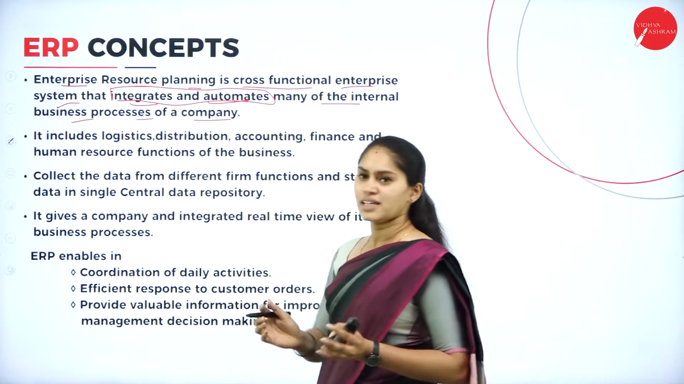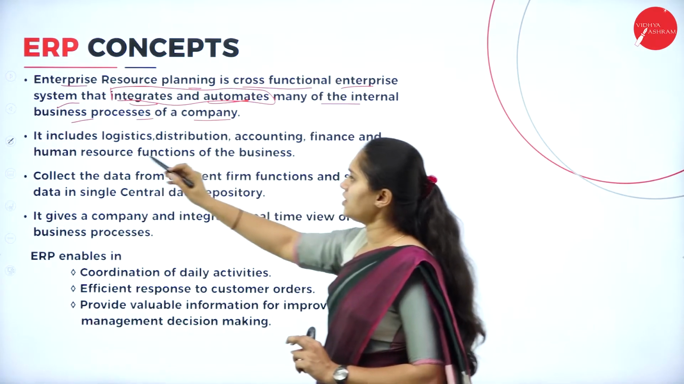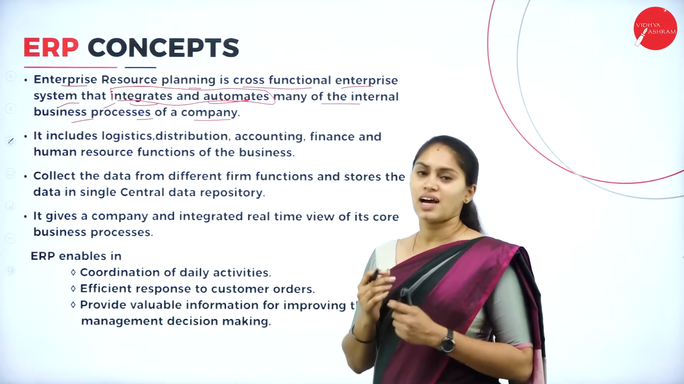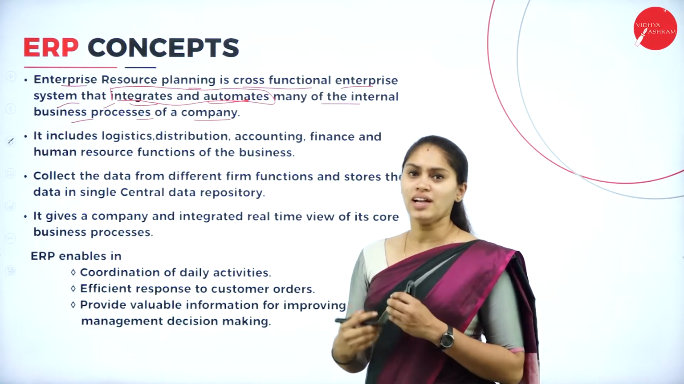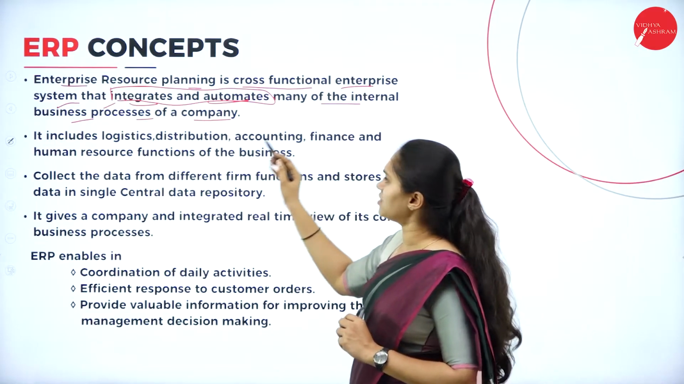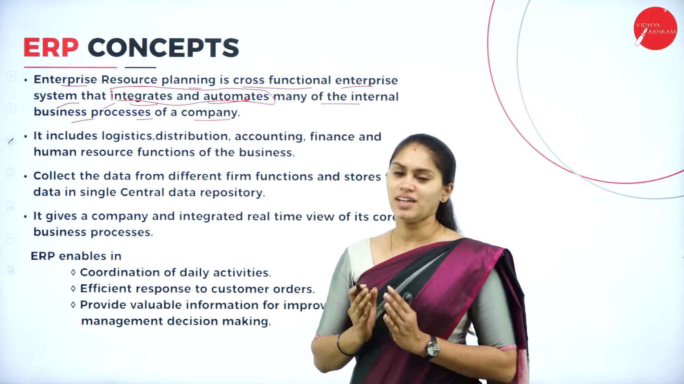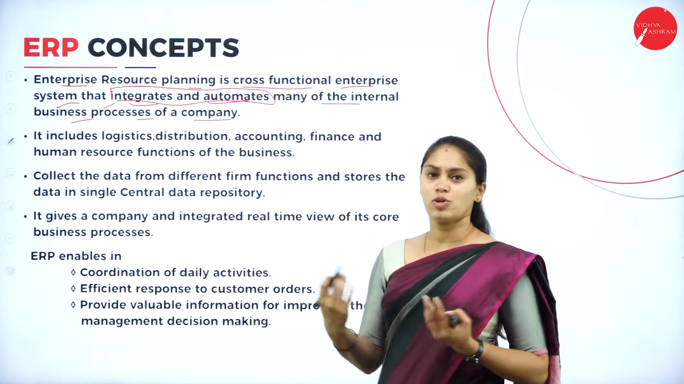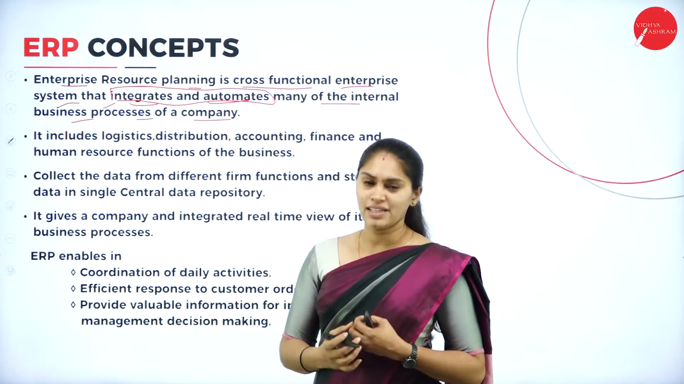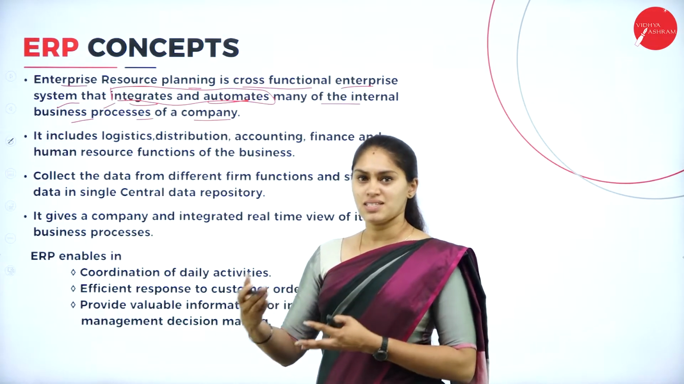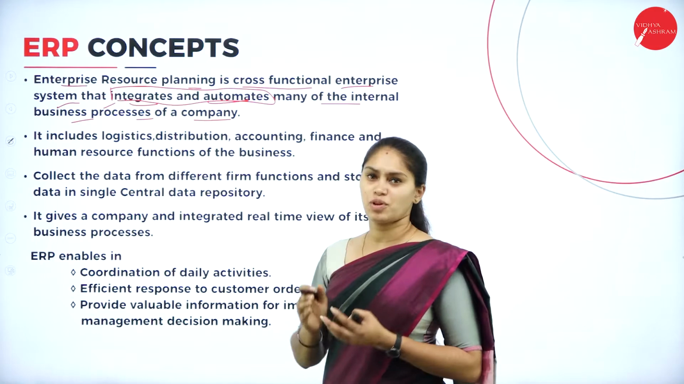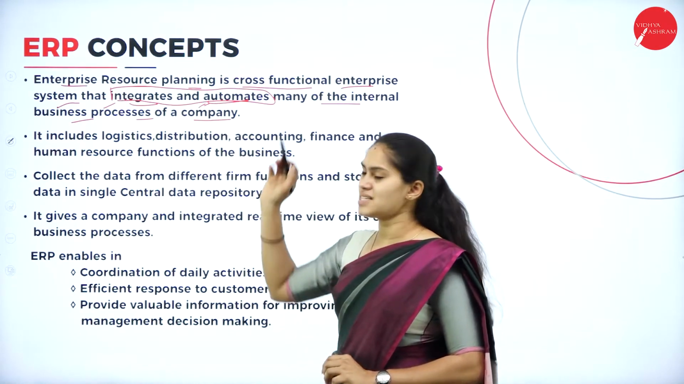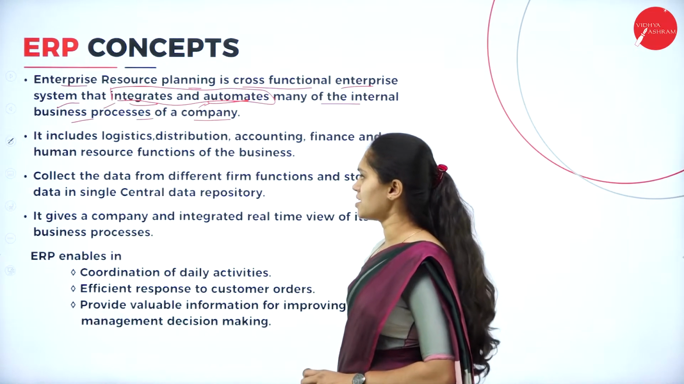It combines different activities or different business processes of a company, and makes them automated. No human intervention is required in order to process the internal business processes of a company. That is the main thing related to this ERP. This ERP will integrate and make the business activities or business procedures automated. For that purpose, we have ERP, or Enterprise Resource Planning.